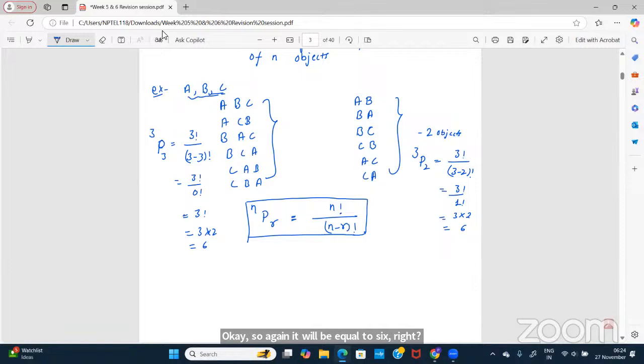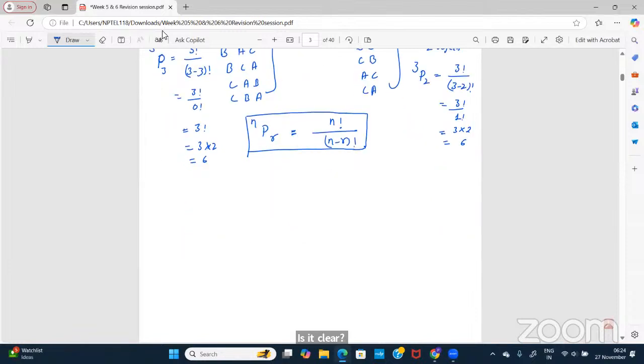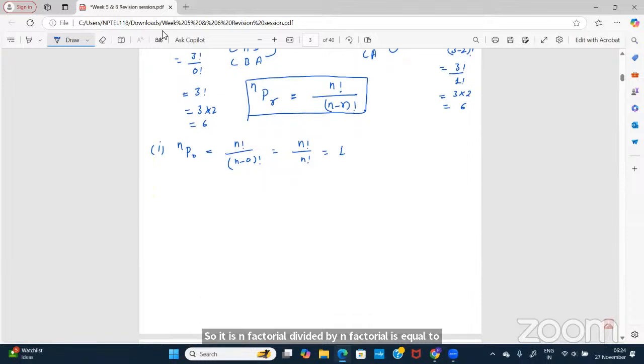Is it clear? Yes, ma'am. Okay. Yeah. And next we can see that nP0 is n factorial divided by n minus 0 factorial, right? So it is n factorial divided by n factorial, which is equal to 1, right? Similarly, if we have to select one object out of n, it will be n factorial divided by n minus 1 factorial, which we can write as n.